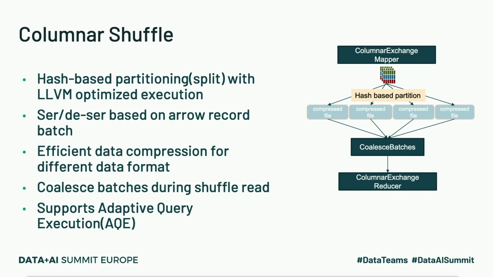On the reducer side, we will automatically do defragmentation on those shuffle files so that we can get a better batch size to feed into the following operators. Also, the adaptive query execution feature is supported in our columnar shuffle.